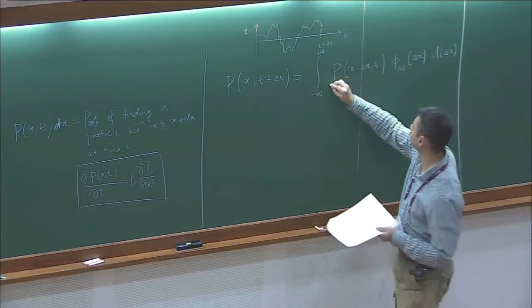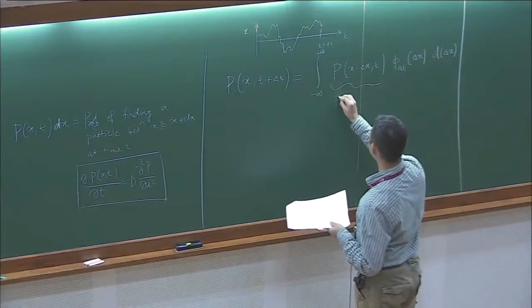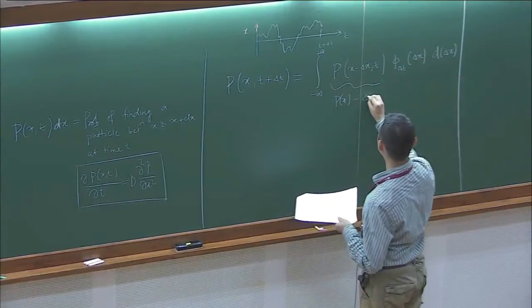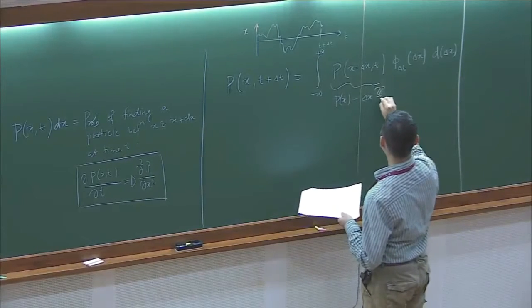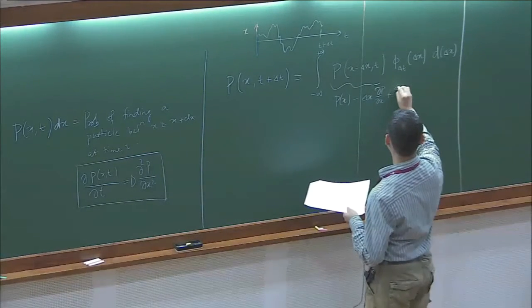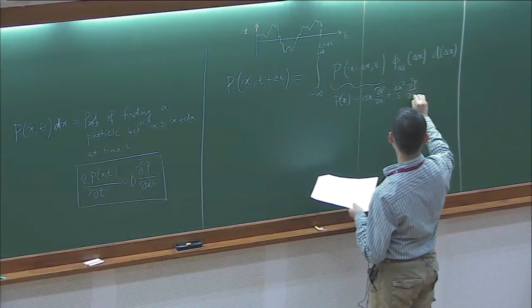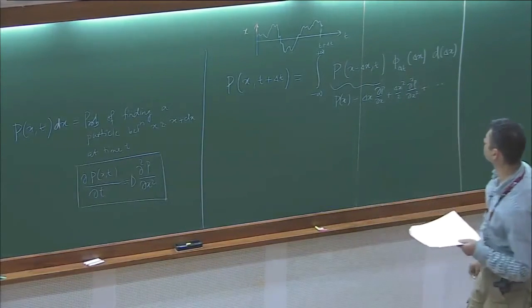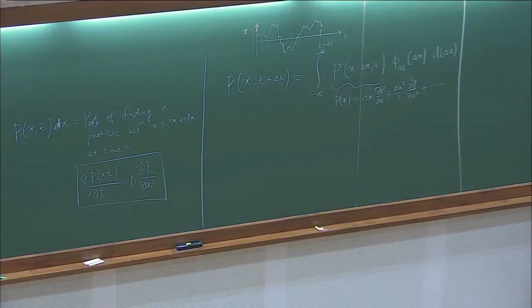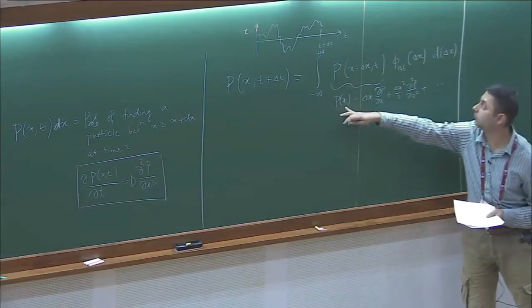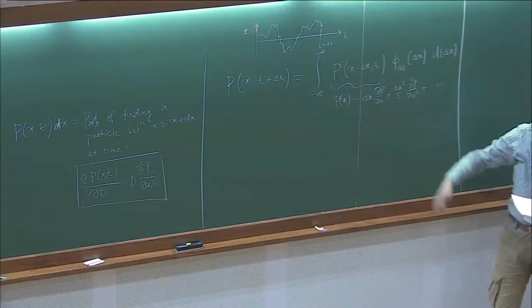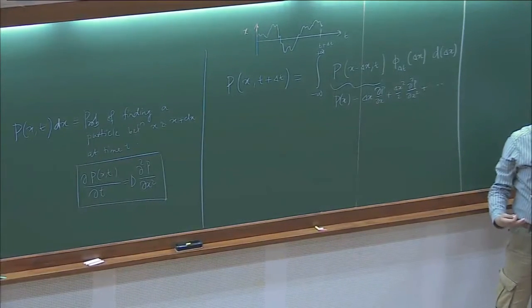So what is the expansion? This is P of x minus delta x del P del x plus delta x square by 2 del 2P del x square and so on. And compute term by term. So what is the first term? For example, if I take P of x, this is P of x, which is independent of delta x.